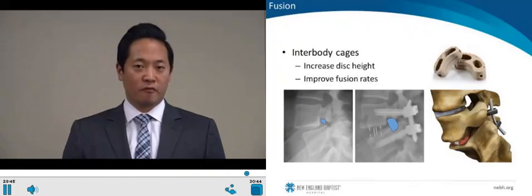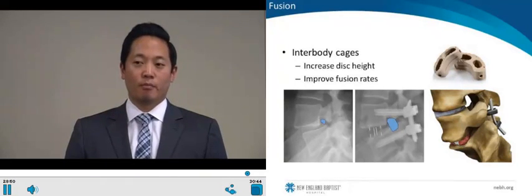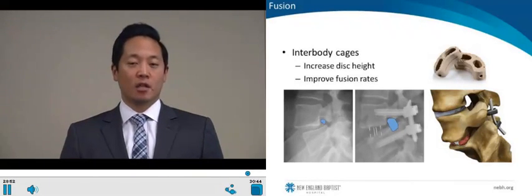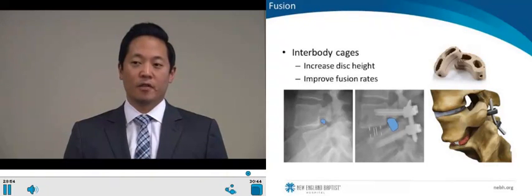The other main reason to perform an interbody fusion is to increase the fusion rate. By performing interbody fusion, you're adding another surface to which fusion can occur, which is believed to increase fusion rates.